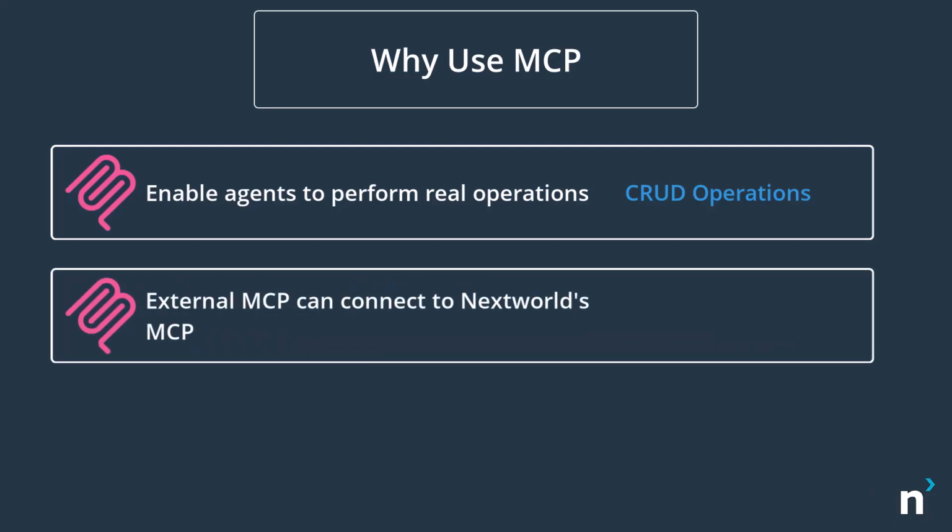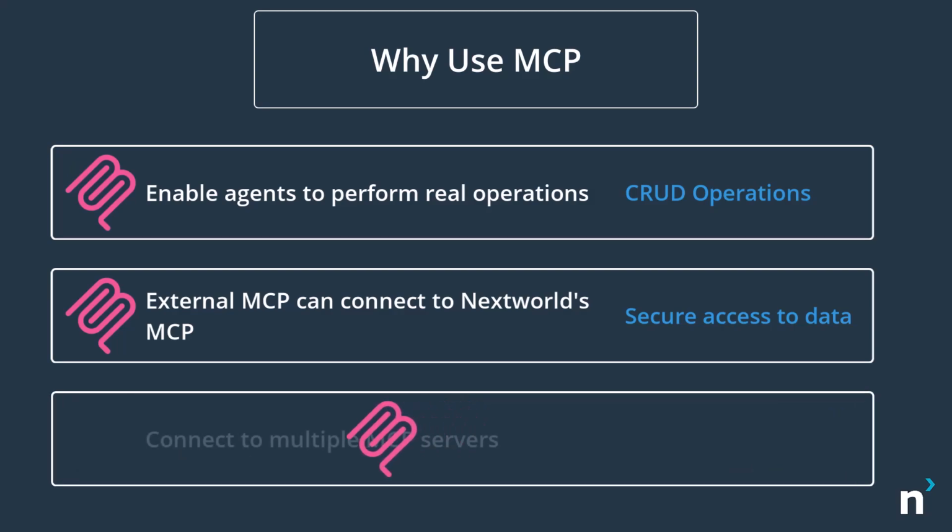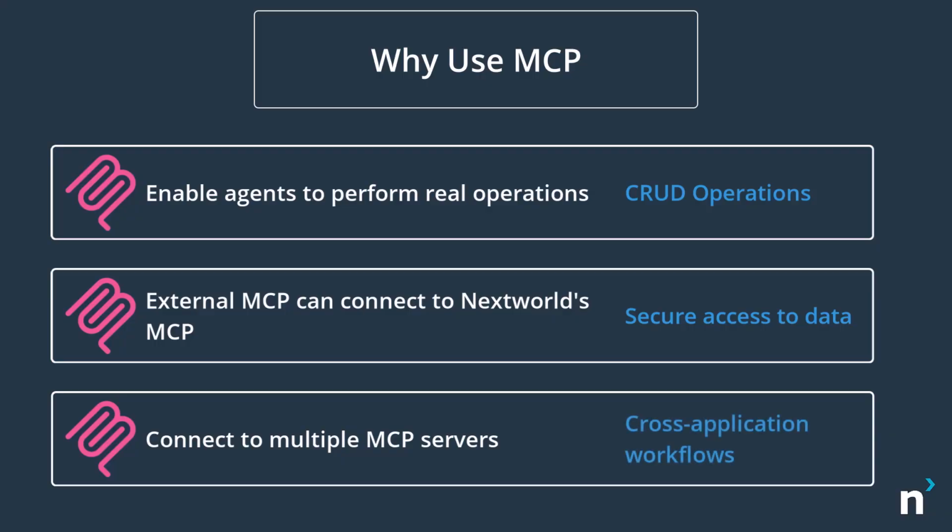Second, any MCP-compatible AI agent can securely connect to NextWorld's MCP server. This allows users to access NextWorld data from outside the platform, while still operating within their assigned permissions. Third, AI agents can connect to multiple MCP servers simultaneously. This enables cross-application workflows through a single prompt. For example, a manager could create a service ticket, update a related record, and send a notification in one interaction.